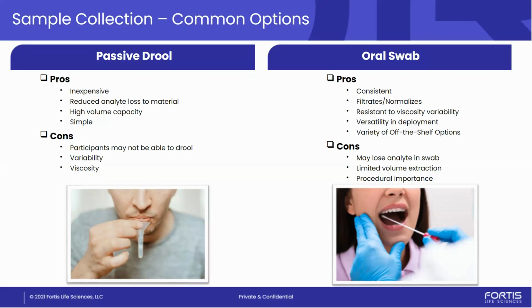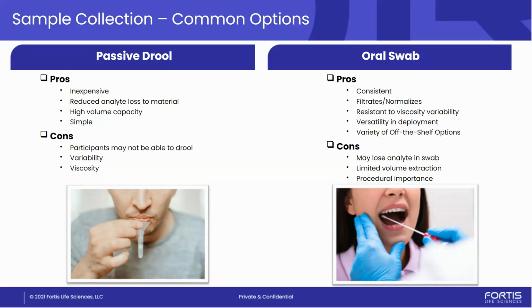And like I mentioned, the procedural importance. This isn't something that you want people to sporadically swab their mouth. There's usually a specific location you're targeting, whether that's under the tongue for X amount of time, roof of the mouth, cheeks, or throat. These are things that you have to take into consideration. So these are the different collection methods.